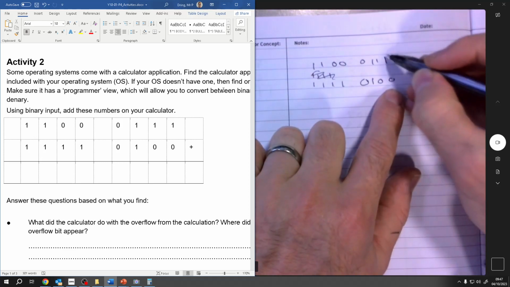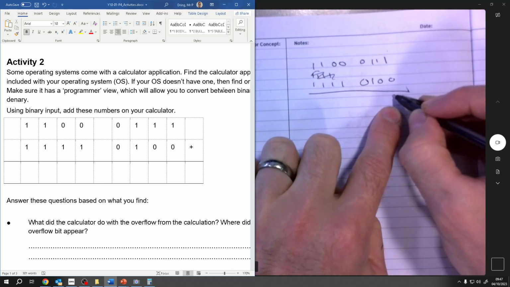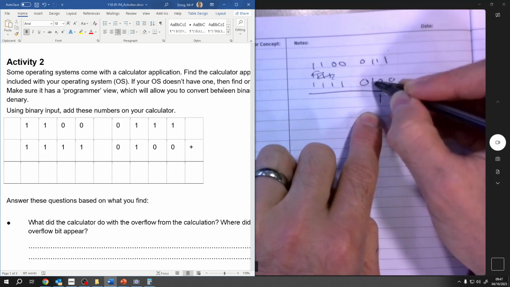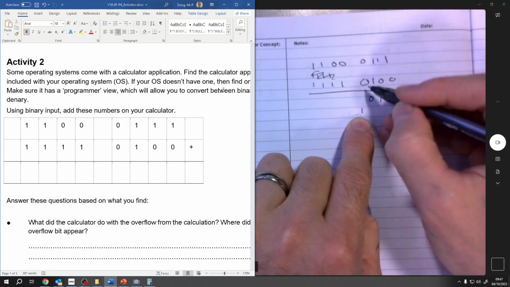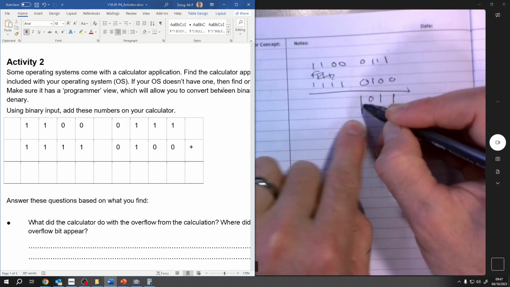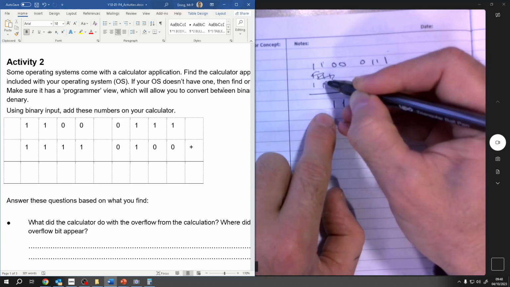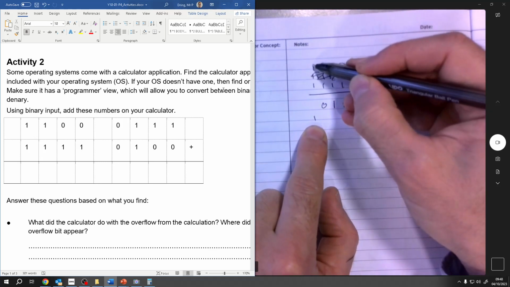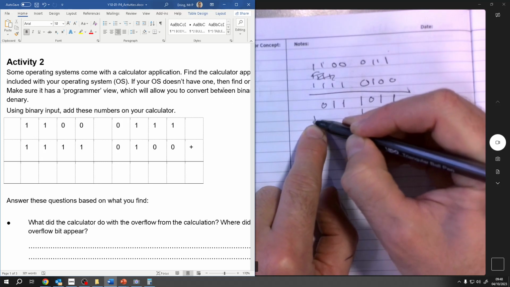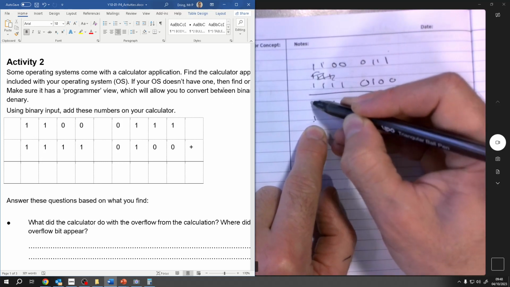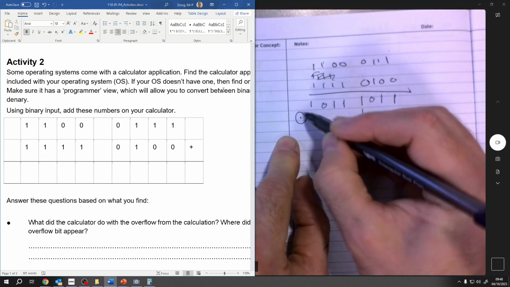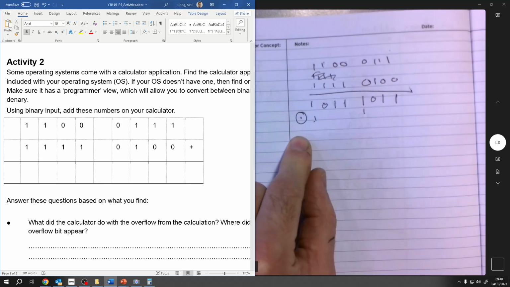0100. Let's add them up. 1 plus 0 is 1, 1 plus 0 is 1, 1 plus 1 is 2, which is 0 carry the 1. 0 plus 0 plus 1 is 1, and then I've got a 1, a 1, 1 plus 1 is 2, which is 0 carry 1, and here I've got 1 plus 1 plus the carry 1, that's 3, which is 1 carry a 1. That is the overflow. That's what it's talking about in this question.